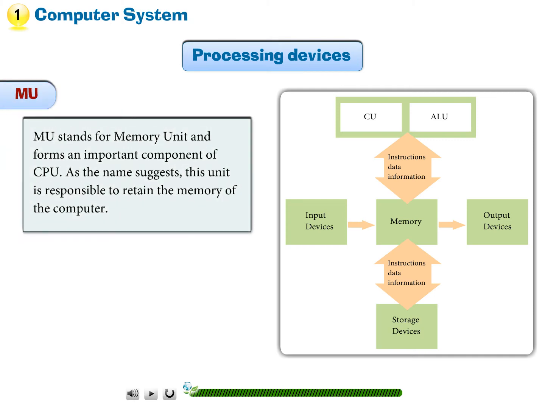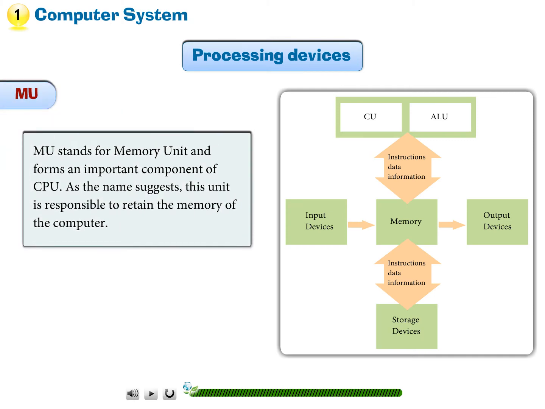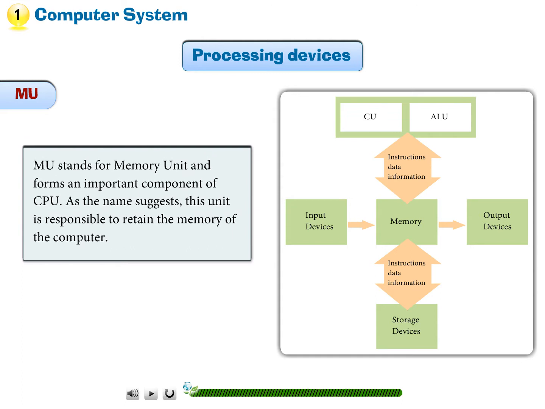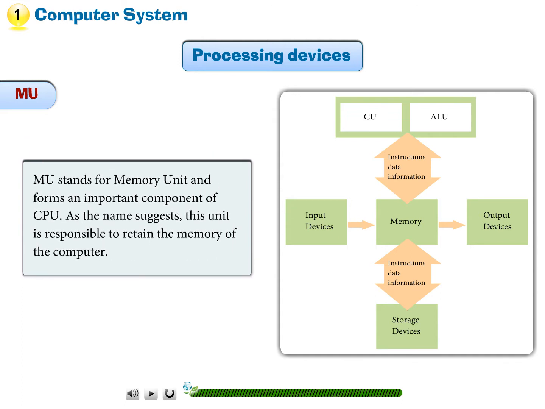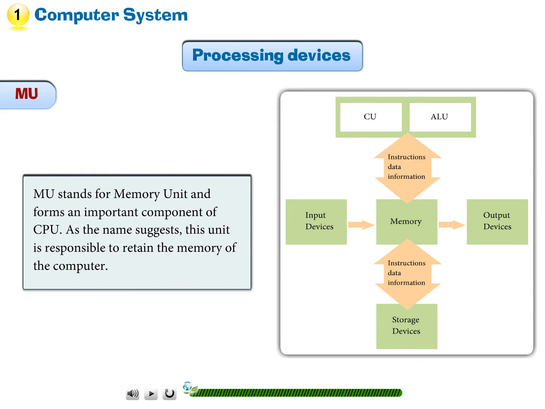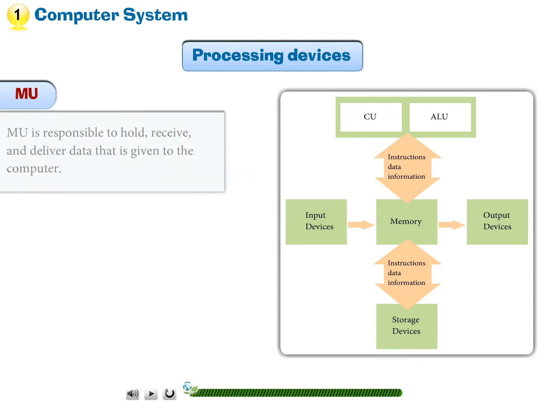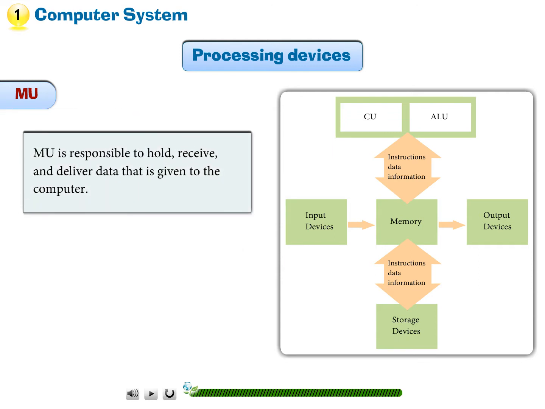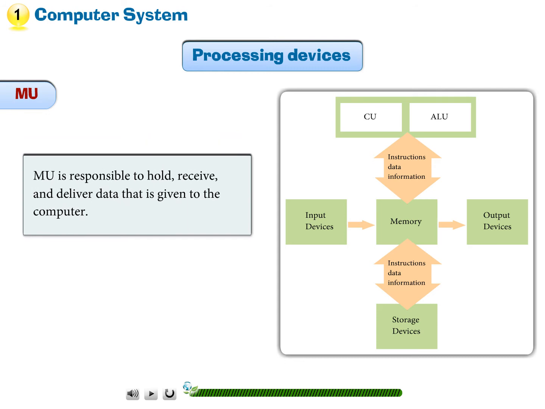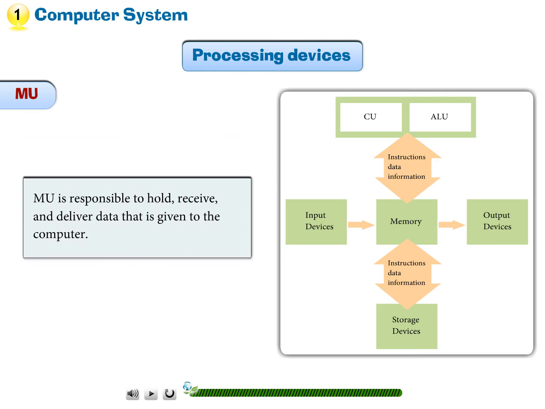MU. MU stands for Memory Unit and forms an important component of the CPU. As the name suggests, this unit is responsible for retaining the memory of the computer. The MU is responsible for holding, receiving, and delivering data that is given to the computer.